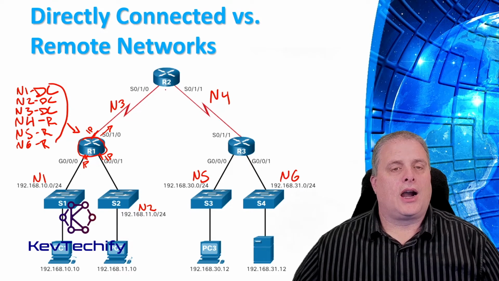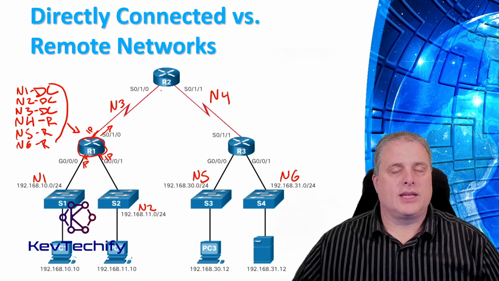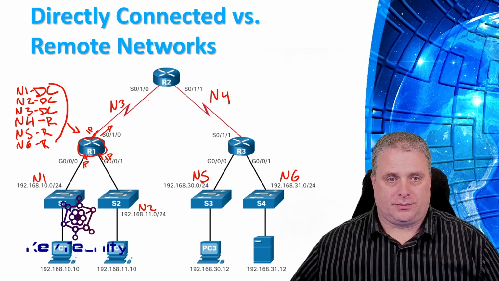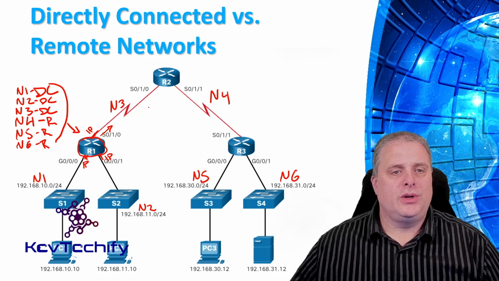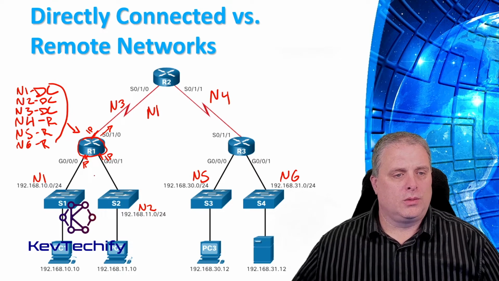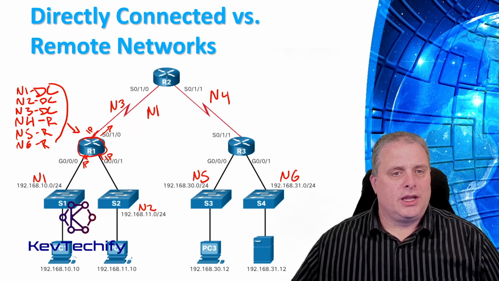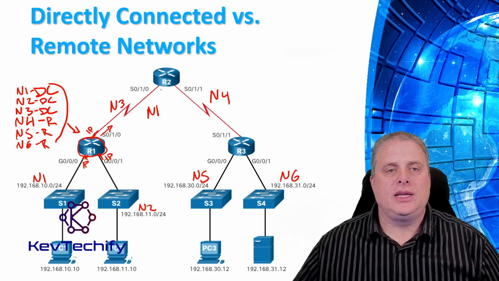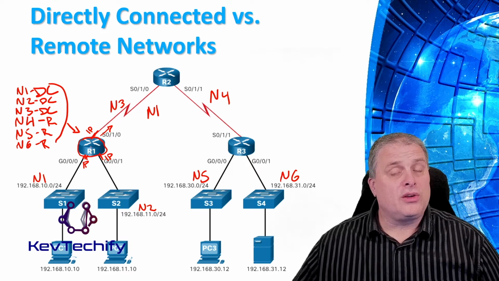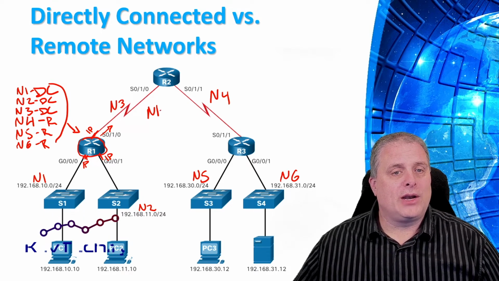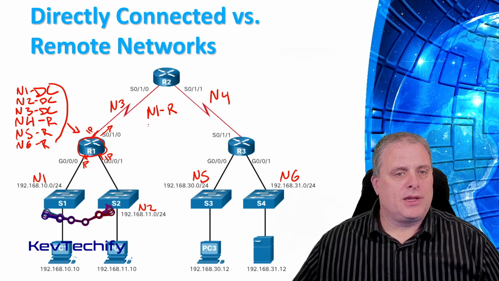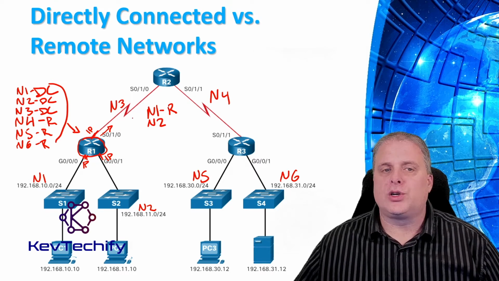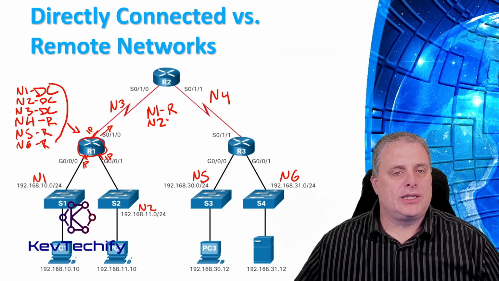R2 has its own set of directly connected and remote networks. If we look at R2 here, network 1, which is down here on the bottom left, you have to go through R1. So there's no wire from network 1 that runs directly into R2. We have to go through another router to get there. That's a remote network. Same thing for network 2. We have to go through R1 to get there. There is no wire directly connected into that. That is a remote network.